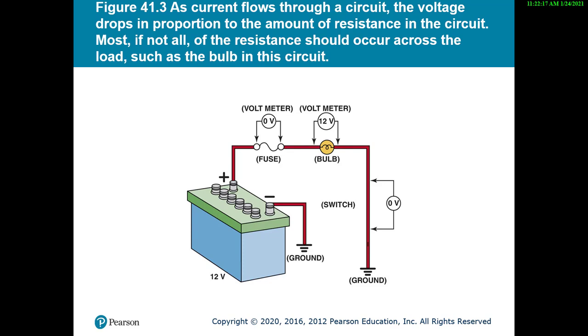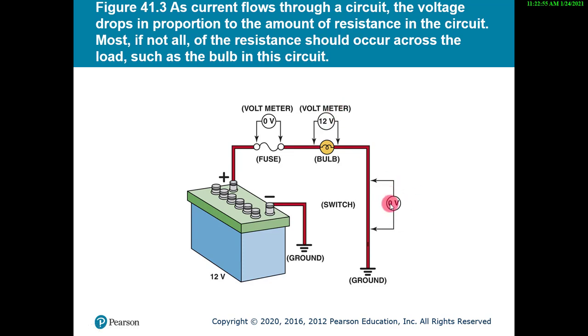In this diagram, 41.3, we have one light bulb, which is our load. We have one battery, which is our power source, and then we have wiring, which is our conductive path. So we have our power, we have our path, we have our load. You'll notice there is a fuse inserted on the power side of this circuit. What we're demonstrating here with these three measurements, a voltmeter here, a voltmeter here, and a voltmeter here, are voltage drops.